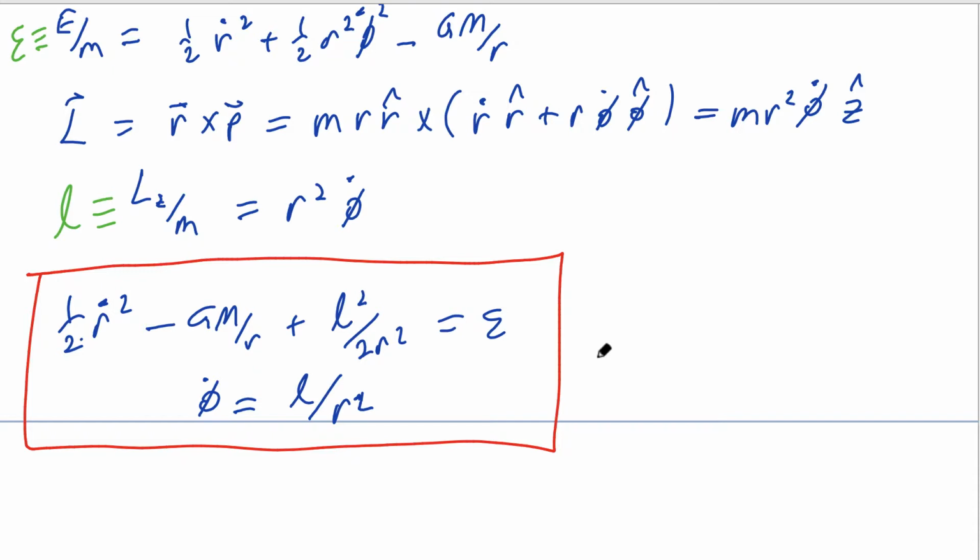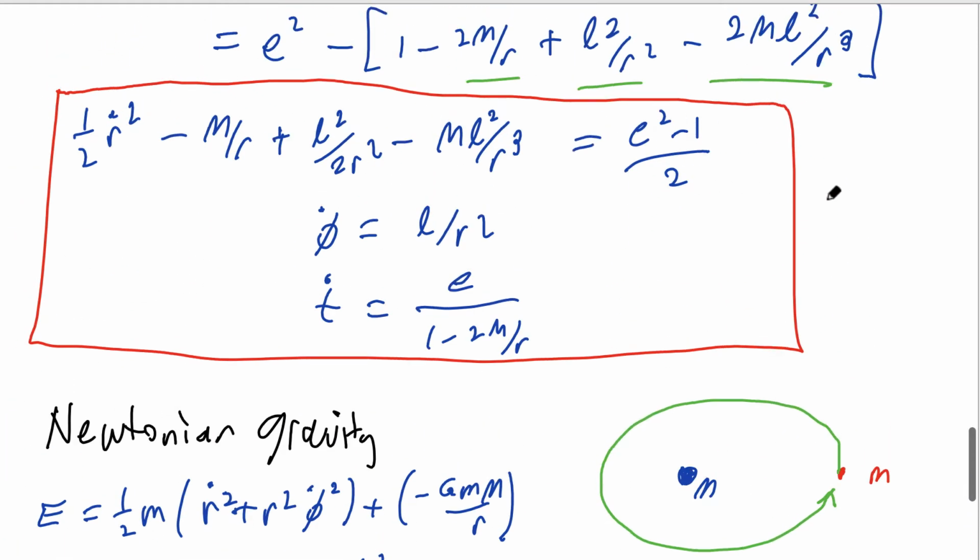So these are the equations describing orbital motion in Newtonian gravity. And we can compare them to the equations that describe orbital motion in general relativity. We had them written right here. And you'll notice they have very similar form.